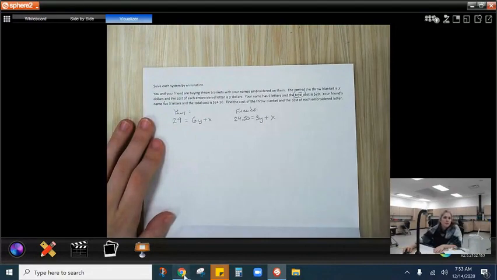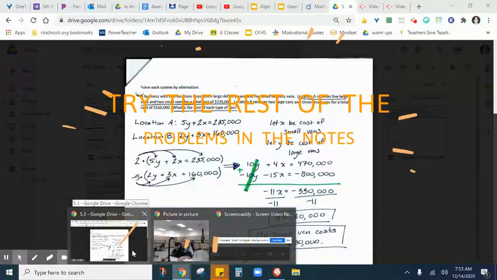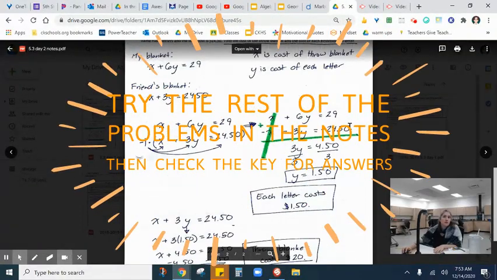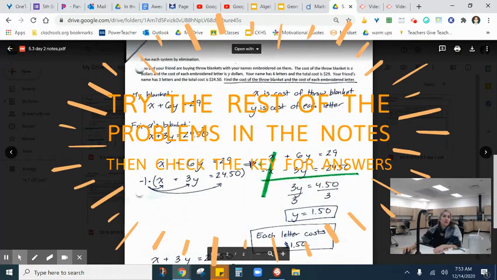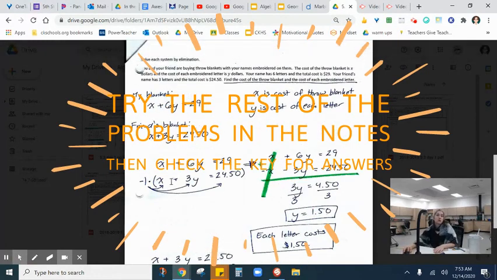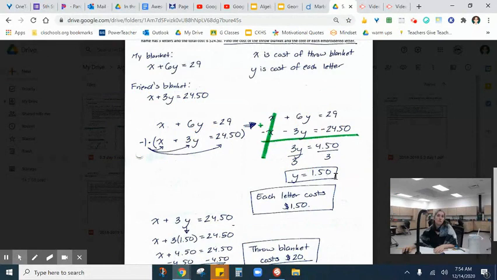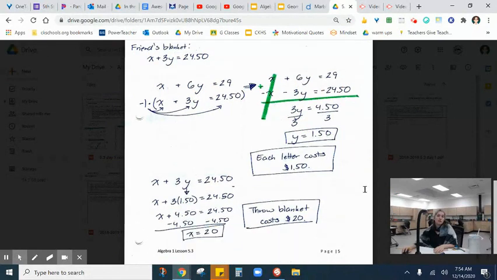And I think I pulled this one up, actually. I did. So here is the answer to that guy. Your blanket, your friend's blanket. We turn one of them into a minus, right? So we subtract everything. You get 3y equals 450. Divide by 3. So it's $1.50 per letter. And then when we plug $1.50 back in, that means the blanket itself costs $20. I do this with Shutterfly sometimes because I like to buy books and stuff for my kids.